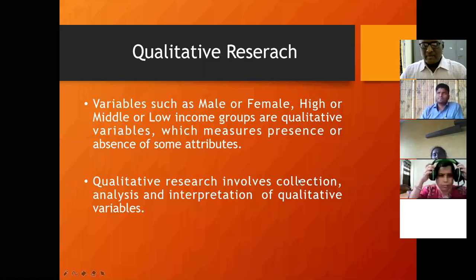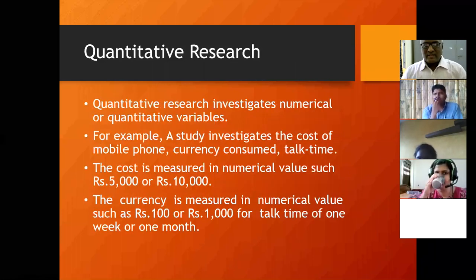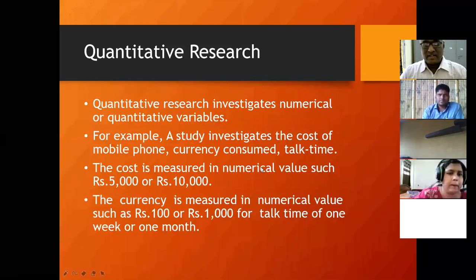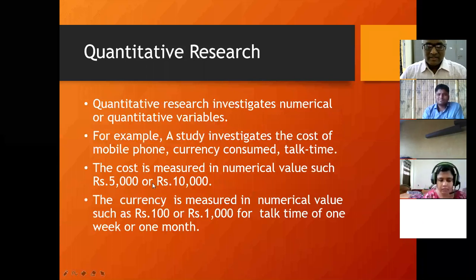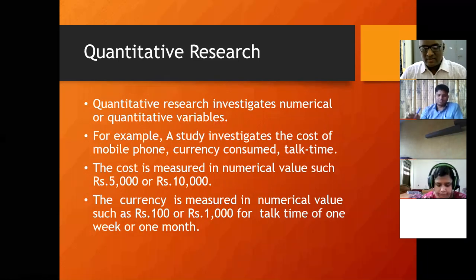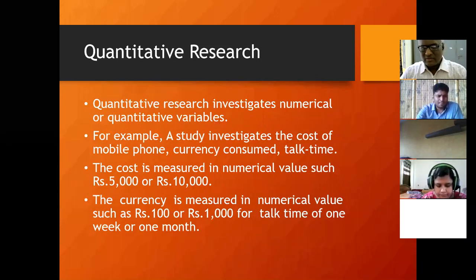Variables such as male, female, high or middle income group are qualitative variables which measure presence or absence of some attributes. Okay. Quantitative research investigates numerical or quantitative variables. For example, a study investigates the cost of the mobile phone, currency consumed, talk time. The cost is measured in numerical values such as 5,000 rupees or 10,000 rupees. Currency is measured in numerical value, rupees, 100 rupees or 1,000 rupees. This is a quantitative research.